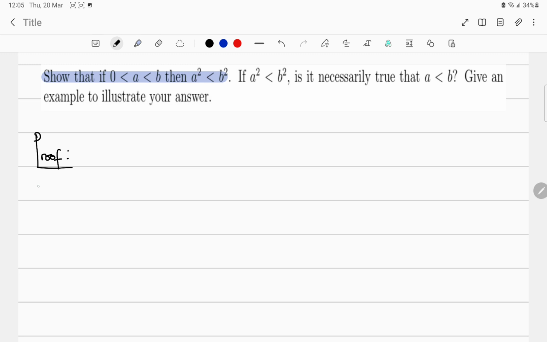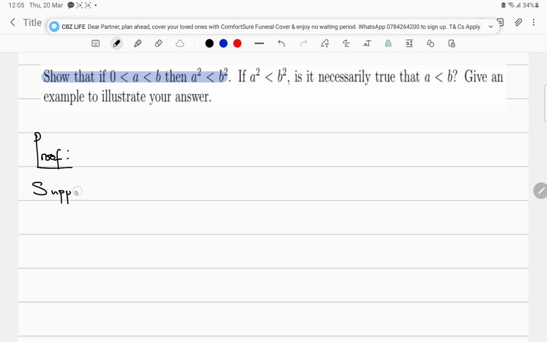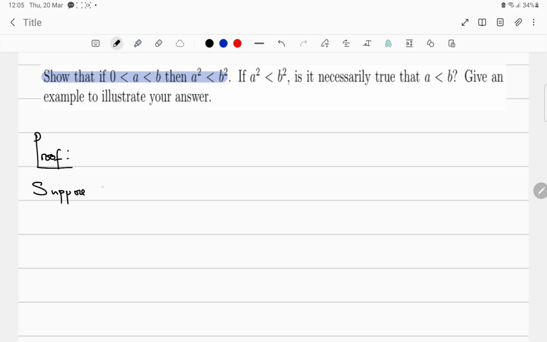suppose that 0 is less than a, which is less than b, for a and b which are real numbers. What does this mean? This means that we have two real numbers, a and b, which are greater than 0, which is positive real numbers. So we need to show that a squared is less than b squared. This one is a simple one.